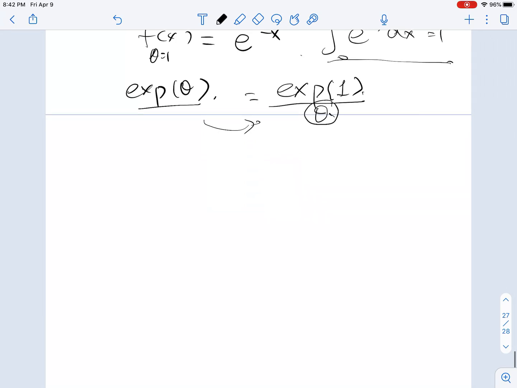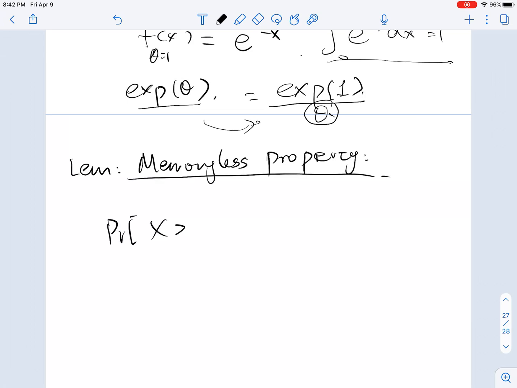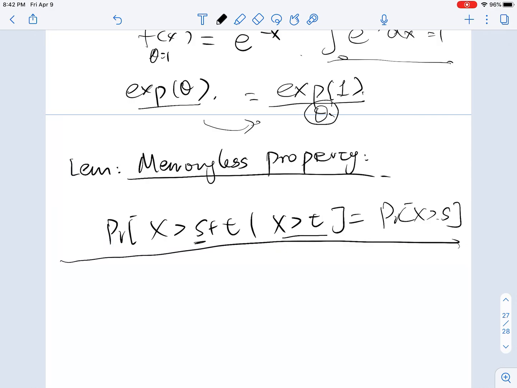Last time we had the memoryless property. I'm not going to prove this property again, but let me just recall it. The probability of X greater than s plus t, conditioned on X greater than t, is the same as the probability of X greater than s. So regardless of how long you have waited, you need to wait the same amount of time to see the end of the exponential process. You can think of it as waiting for buses: if you model the waiting time as an exponential distribution, then you need to wait the same amount of time. We are not going to prove that.